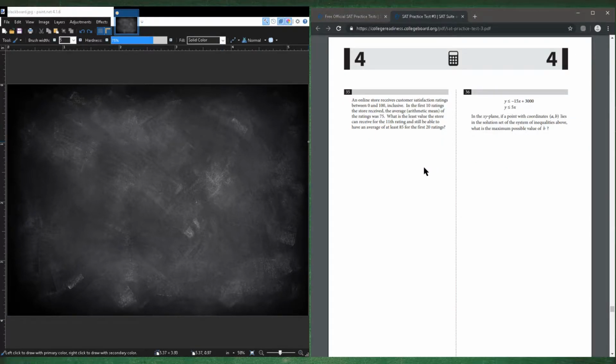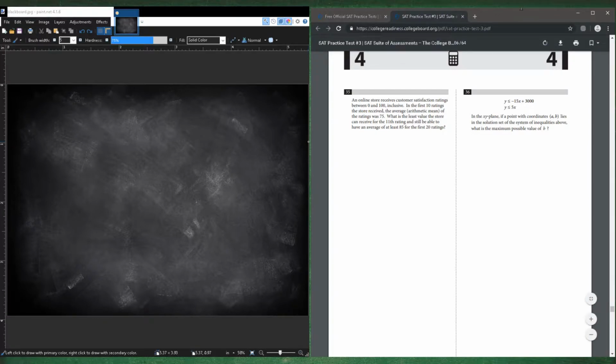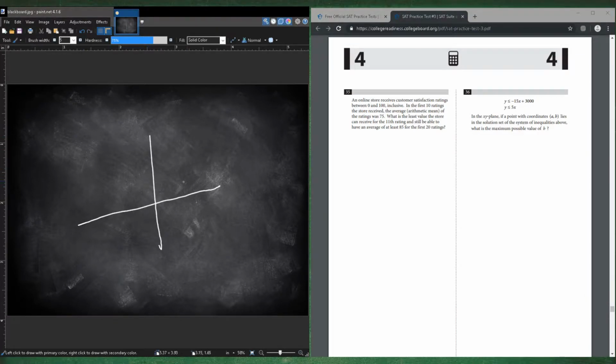36. In the xy plane, if a point with coordinate a, b lies in the solution set of the system above, which of the inequalities above, what is the maximum of b? So we need to look for the maximum. So let's just draw this out first. We'll just think about it. So we have negative 15x and 3000, so something like this. And 5x, something like this. Sorry, it's supposed to go through the origin.